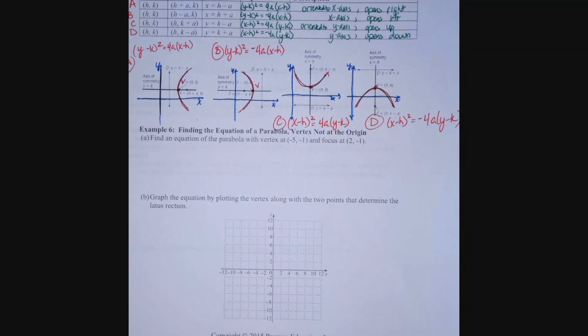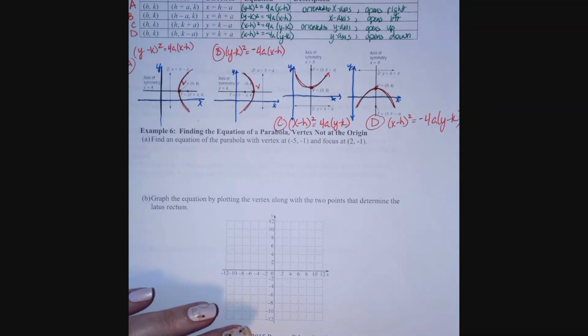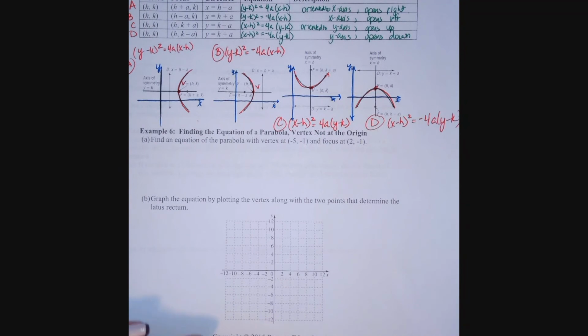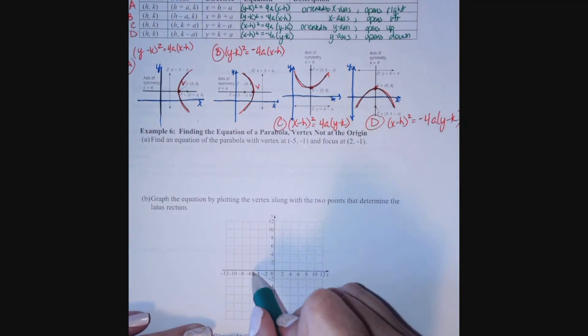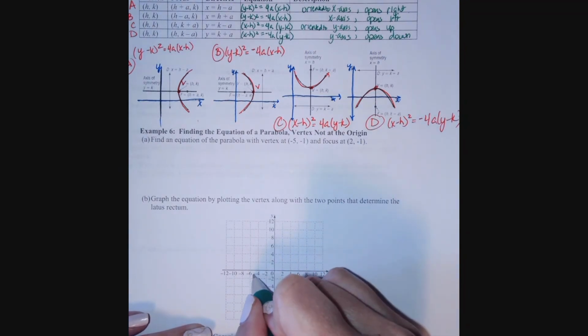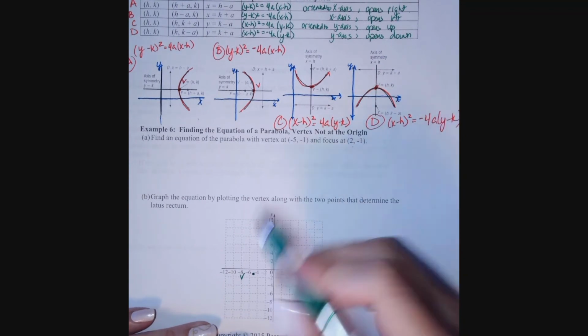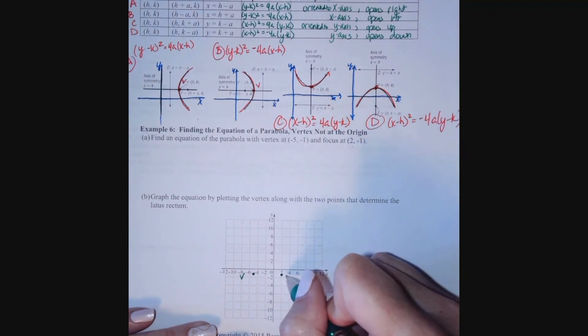Example 6, we're going to find the equation of a parabola, and it gives me a vertex and a focus. Okay, so I'm going to start with my graph. I'm going to graph what I know. I'm going to graph my vertex, and I'm going to graph my focus. My vertex is at -5, -1. So x is -5, y is -1. Right there. That's my vertex. My focus is at 2, -1. There's my focus.